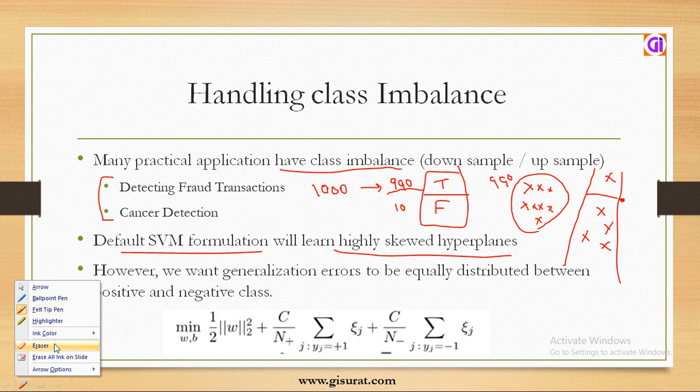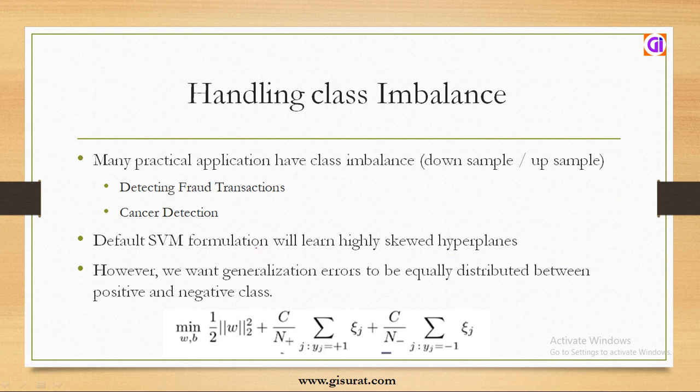I was trying to develop a model using the SVM algorithm. So how to manage this? To manage this highly imbalanced data set, or class imbalance, we have two options: either downsampling or upsampling. So what is the meaning of downsampling? What is the meaning of upsampling?